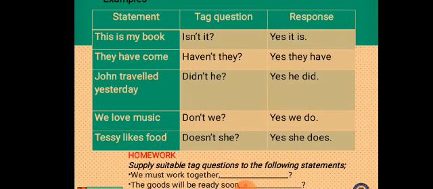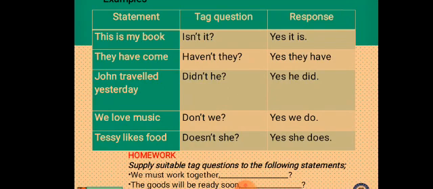Number 3, John traveled yesterday. Didn't he? Yes, he did. We love music, don't we? Yes, we do. Tessie likes food, doesn't she? Yes, she does. Now, rule number 2 is seen in examples 3, 4, and 5. There are no auxiliary verbs in these sentences. What we use here are all what? Main verb. That's why we use didn't, don't, and doesn't.